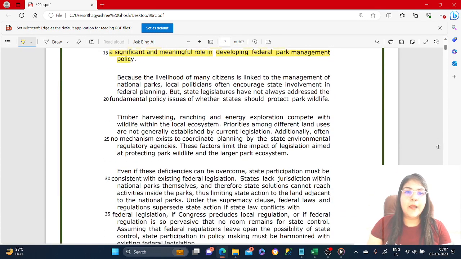Further, the passage says, because the livelihood of many citizens is linked to the management of national parks, local politicians often encourage state involvement in federal planning. But state legislatures have not always addressed the fundamental policy issue of whether states should protect parks. So it suggests a political angle also, because what happens is that many adjacent citizens, their livelihood is dependent on that park. So strict laws are not there regarding that park, maybe the usage of that national park that way. How? I don't know, you also don't know until and unless we read it further. So how is it there?